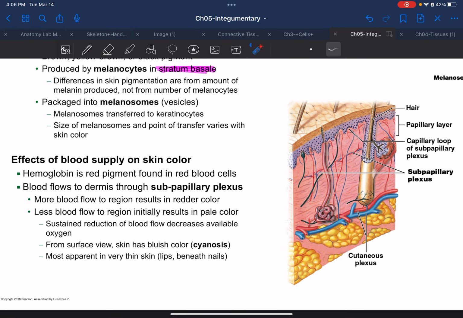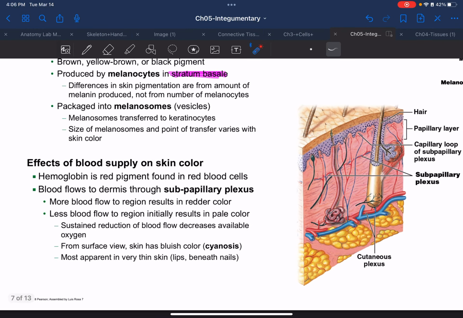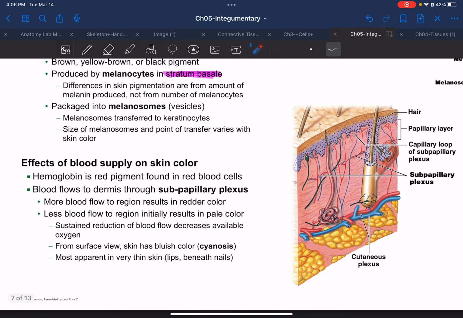And since we're still on skin pigmentation, the blood supply has effects on skin color, and we learned about this little plexus that separates our papillary layer and our reticular layer that lies underneath. That is called our subpapillary plexus. And so more blood flow is what makes someone redder. You can think about blushing, which makes it a little bit easier to understand.